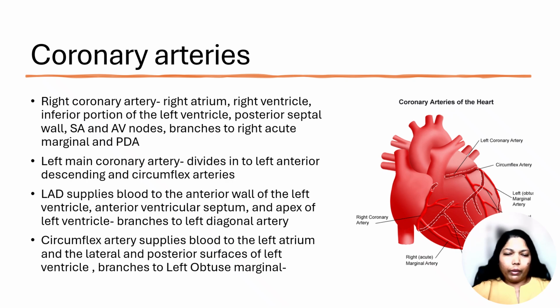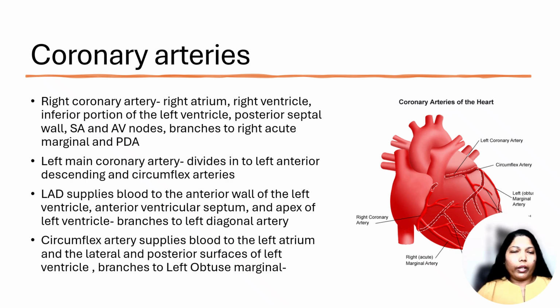And it branches to the left obtuse marginal artery. Okay, so these are the coronary arteries. If you have to learn about the different types of myocardial infarction, you have to learn about the coronary arteries also. Then only it will be easier for you to understand the location of MI.